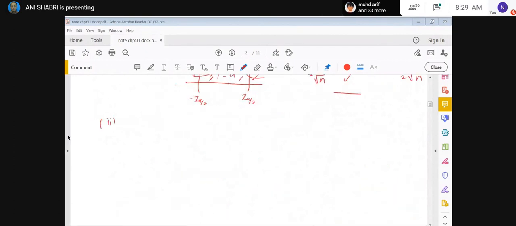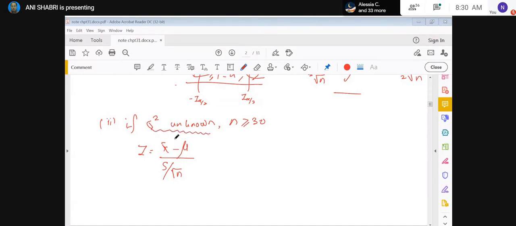Number 2: if the variance is unknown, and n is greater than or equal to 30, we can use the same formula, just S bar minus mu, with S divided by square root n, because sigma is unknown. Because we don't know the value, we just use the sample standard deviation. The CI formula is almost the same. The CI for mu, the formula is the same, just change sigma with S.